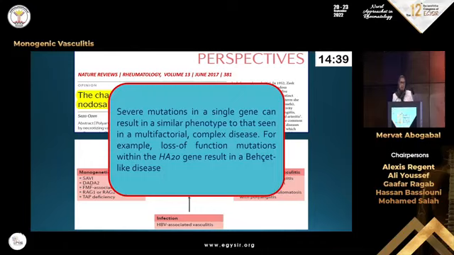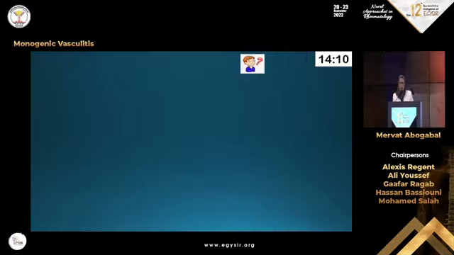They give another example regarding Behçet disease. Behçet disease is well known as a primary complex form of vasculitis, and there is a monogenic variant of Behçet disease, which is haploinsufficiency of A20. A single gene mutation in the gene encoding the A20 protein results in a Behçet-like disorder, which is the monogenic variant.